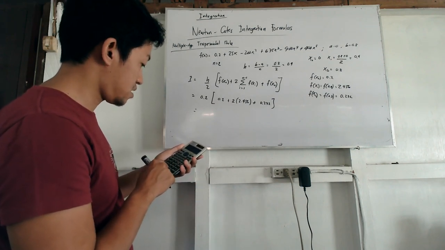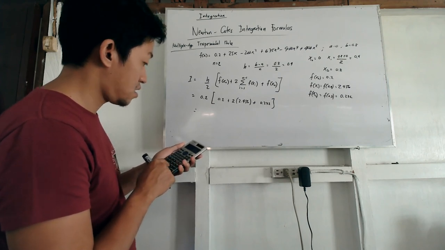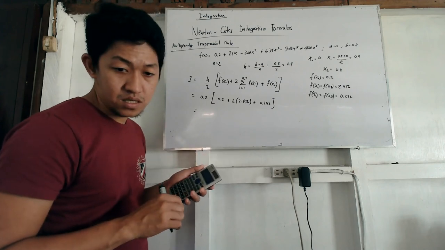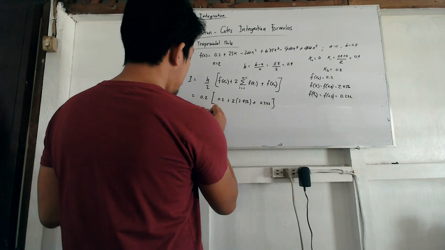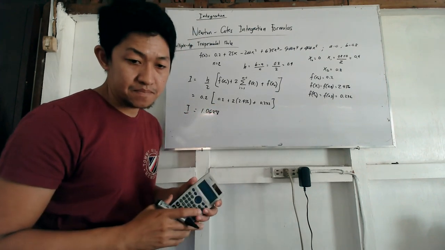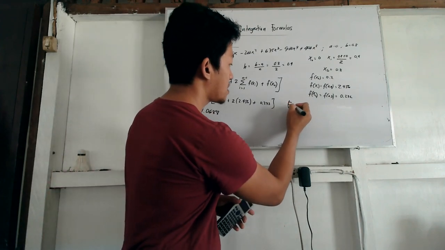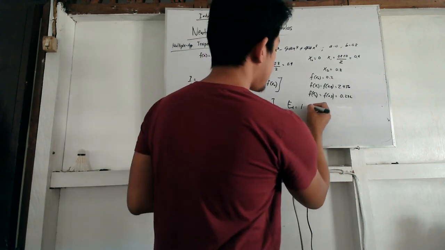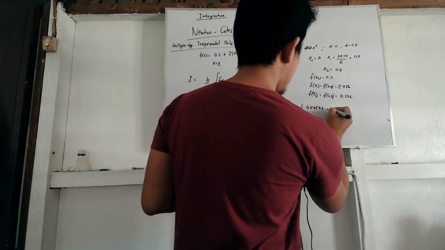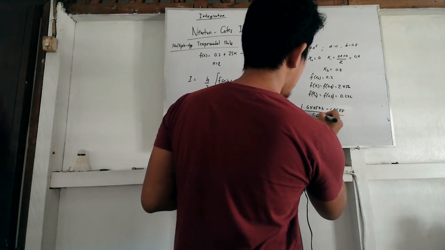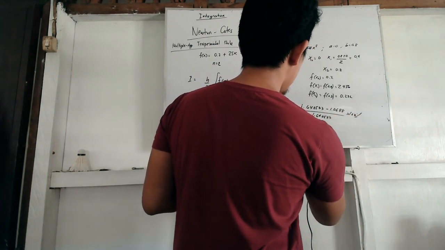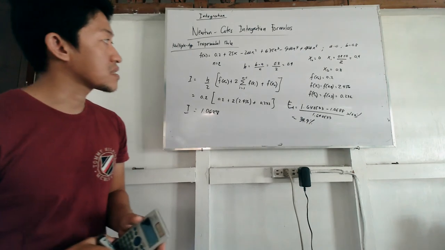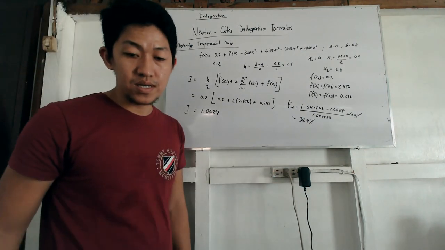The answer now is 0.2 plus, and the result is 1.0688. Therefore, our true error is 1.64 minus this, times 100%. The answer is 34. So that is a big improvement, no? From 85 it became 34.